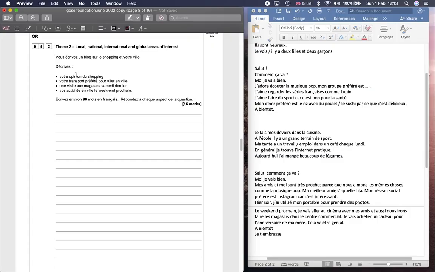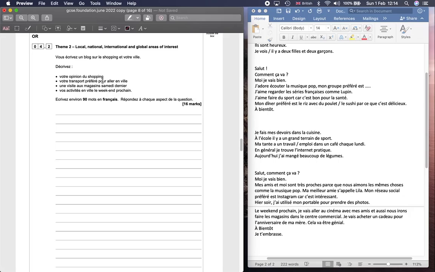So je pense que, that will be the beginning sentence for our answer. So our opinion on the shopping, our opinion of the favorite transport, votre transport préféré pour aller en ville, une visite au magasin samedi dernier, vos activités en ville le week-end prochain.